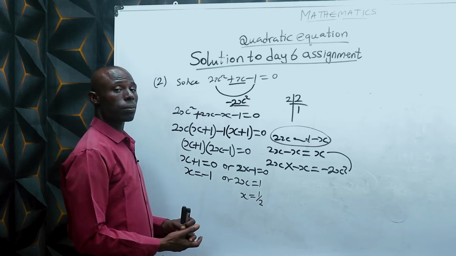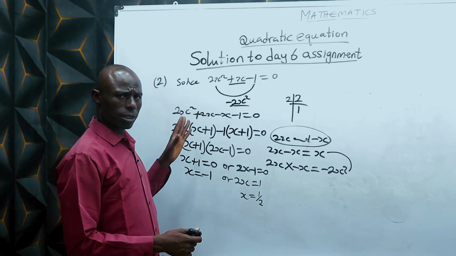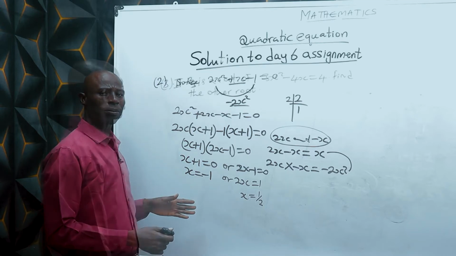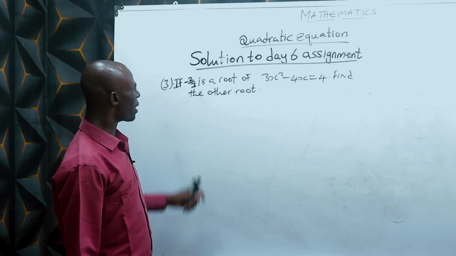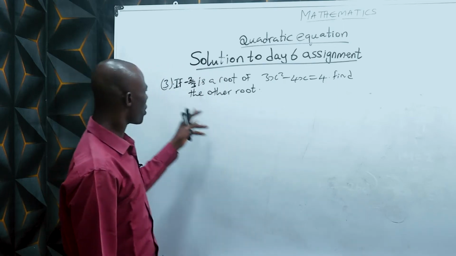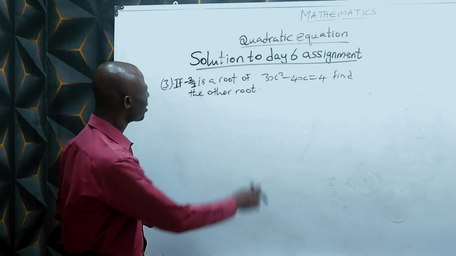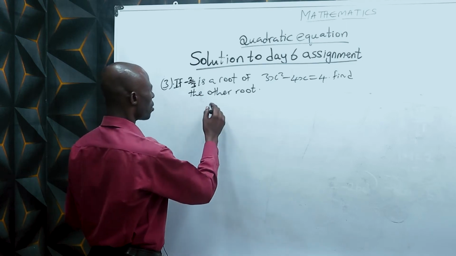That is it. Let's go to question 3. How many of you got it exactly like this? Question 3. If minus 2 over 3 is a root of 3x squared minus 4x equals 4, find the other root. Simply go ahead to solve the equation given.